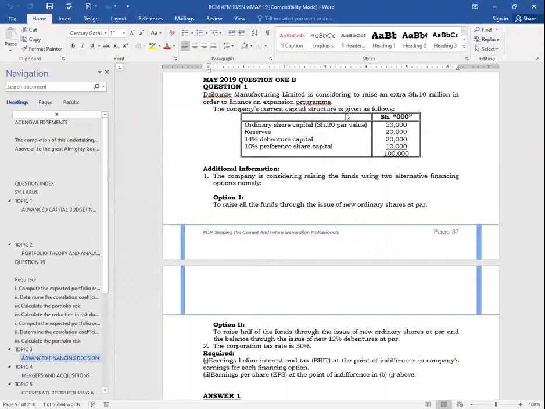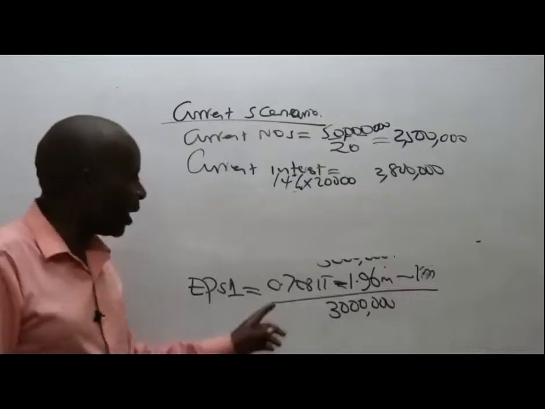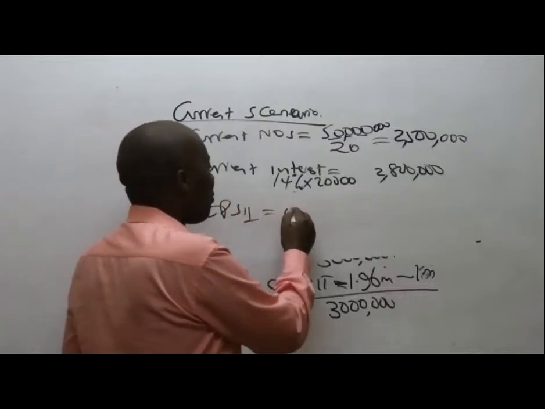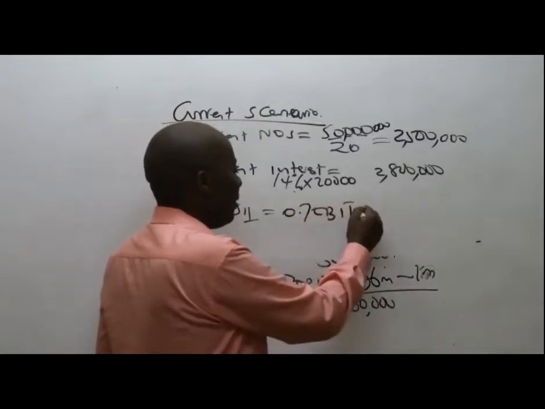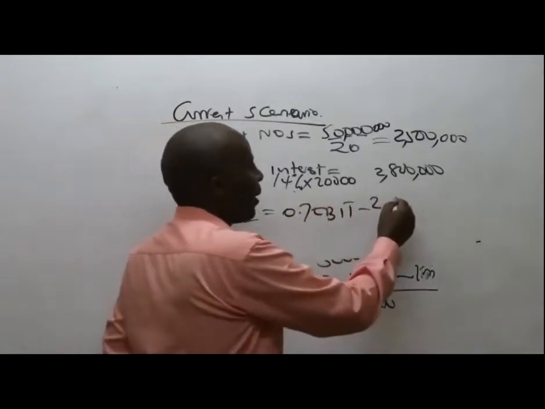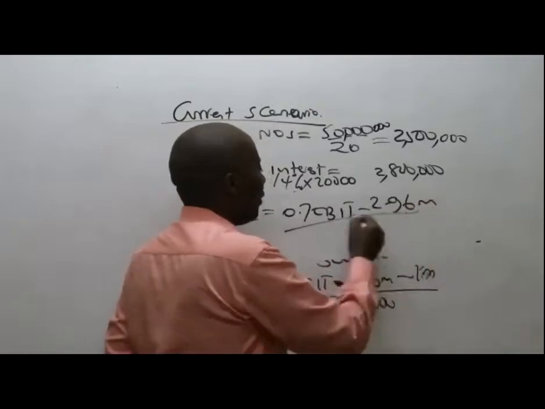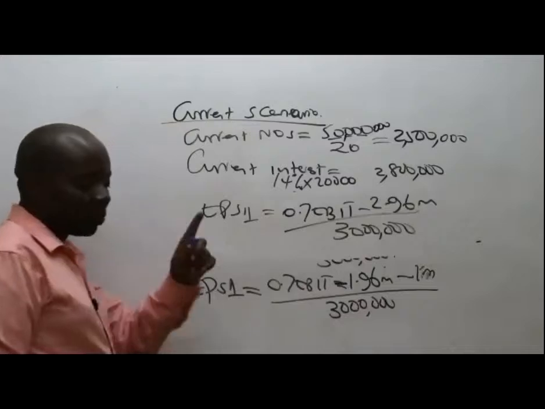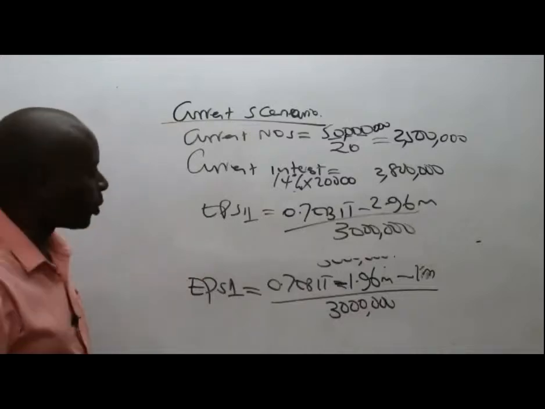Ladies and gentlemen, when you put like terms together here, you will end up having my EPS1 as 0.7 EBIT minus 2.96 million all over 3 million. So you leave that thing the way it is, and then you go to option number 2.